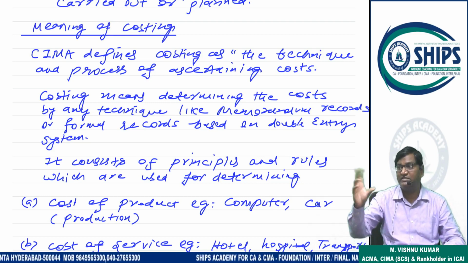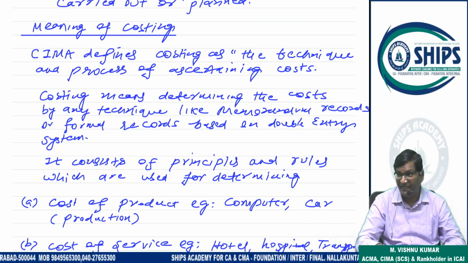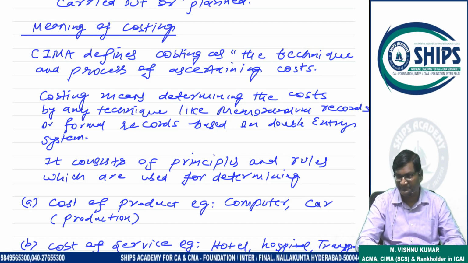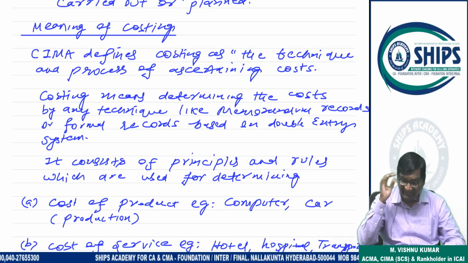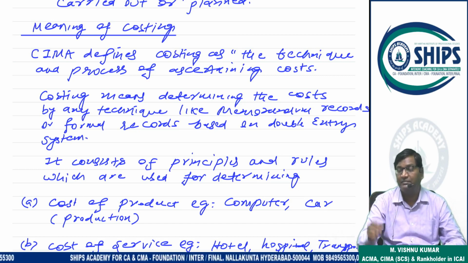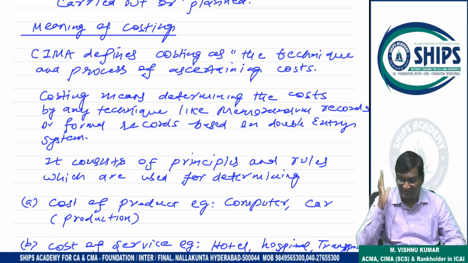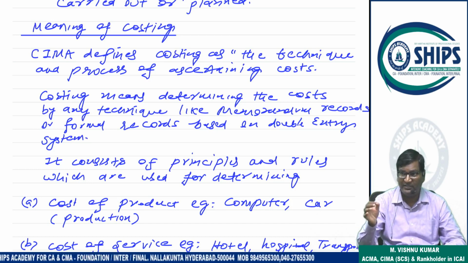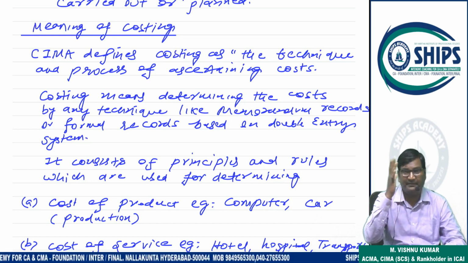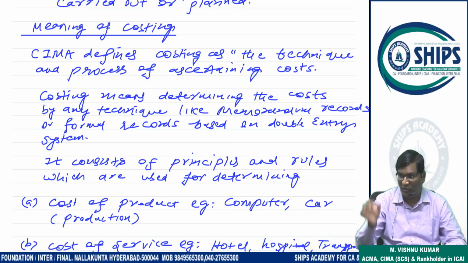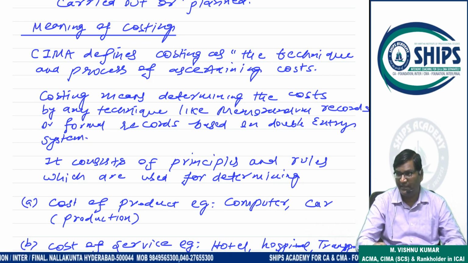Now we'll discuss costing. Meaning of costing. Cost accounting is different. Costing is different. Costing is a technique used for ascertaining the cost. So whenever an organization uses a specific technique, the technique which is used for ascertaining the cost, that technique is called costing.